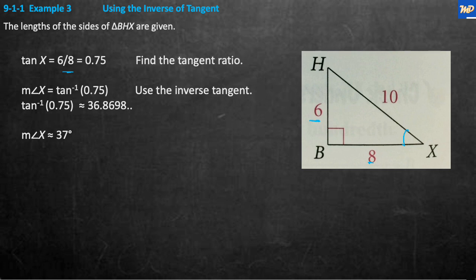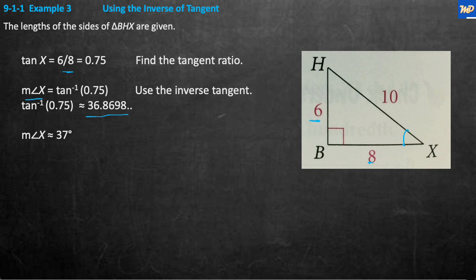Now to find the measure of angle x, we're going to say the measure of angle x is equal to the tan inverse, the inverse tangent, of 0.75. You could have 6 divided by 8 in there too. Use the inverse tangent, and when you do that, the inverse tangent of 0.75 is approximately equal to 36.8698 degrees.